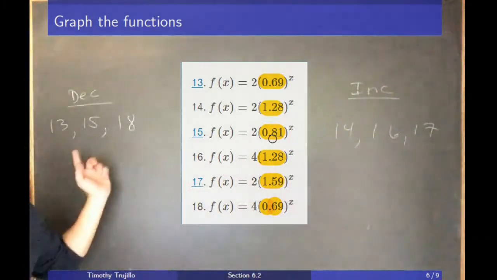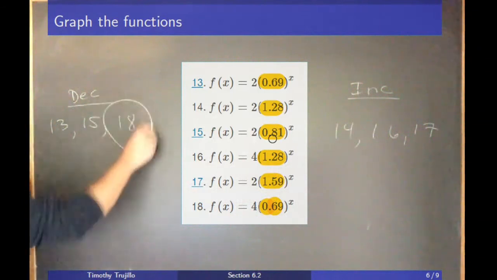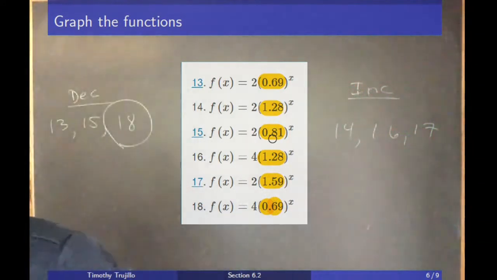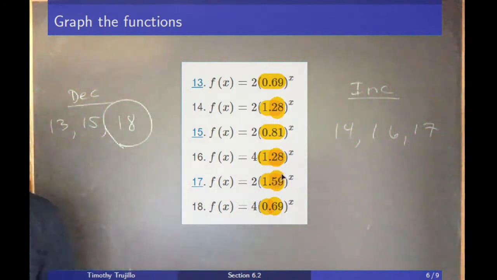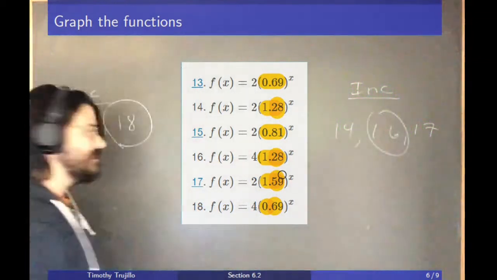So I'll graph one of them. Which one of these do you guys want me to graph? 13, 15, or 18? We'll just do one. The rest of them are pretty much the same. Okay, so we'll do 18. And then what about for the increasing ones? The reason they're increasing is they're bigger than 1, right? So 1.28, 1.28, 1.59. These you can think about as an increase by 28%, an increase by 28%, and an increase by 59%. So which one of those? 16 looks like. Okay, so we'll do 18 and 16.